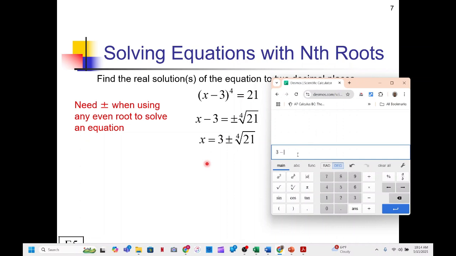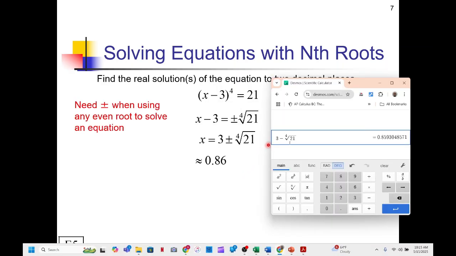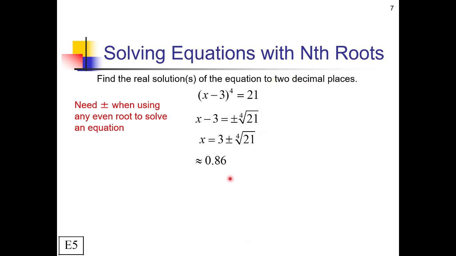We have 3 minus the fourth root of 21. Now to get the fourth root, I need to use the nth root notation again. We'll do a 4, and a 21 in here, and that comes out to about 0.86 if I round that off. And then let me go back and see what happens if I do plus instead of minus that root. Easy to just change that to a plus, and that gives us about 5.14.